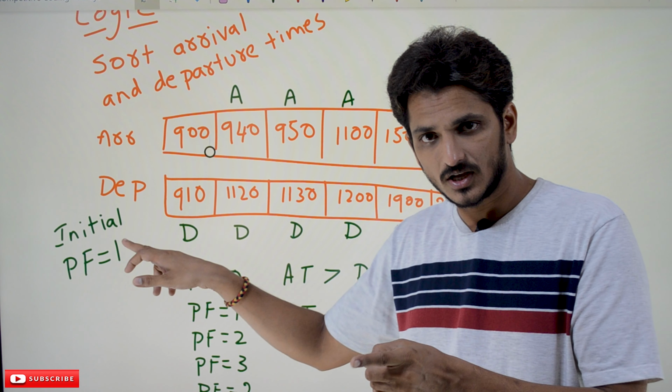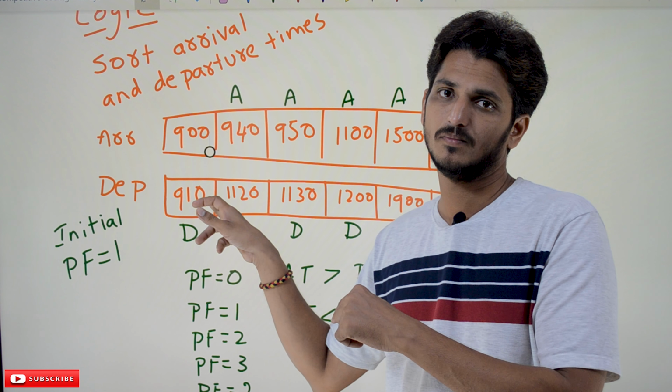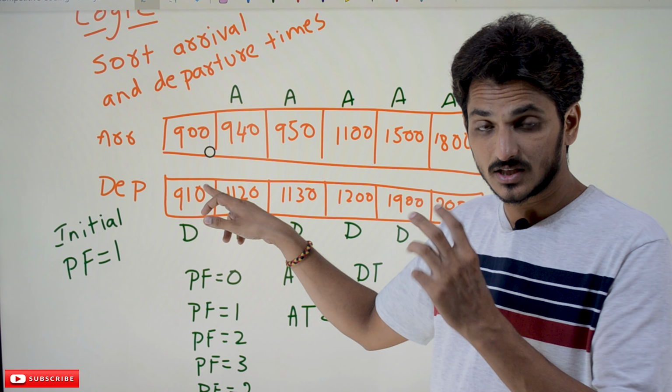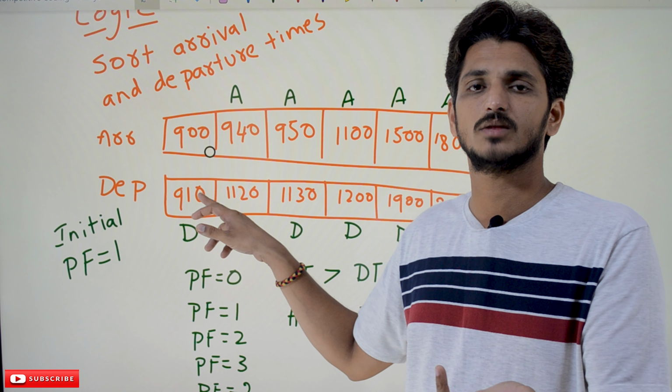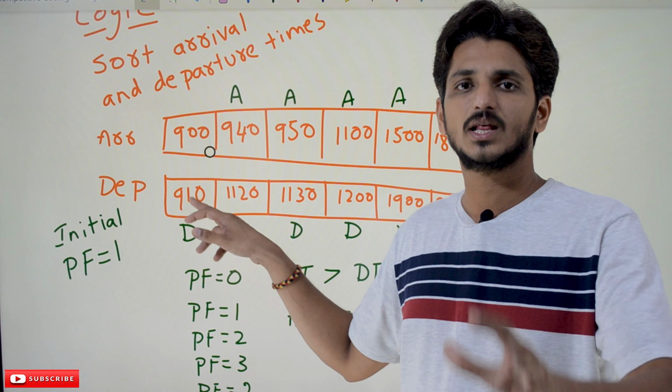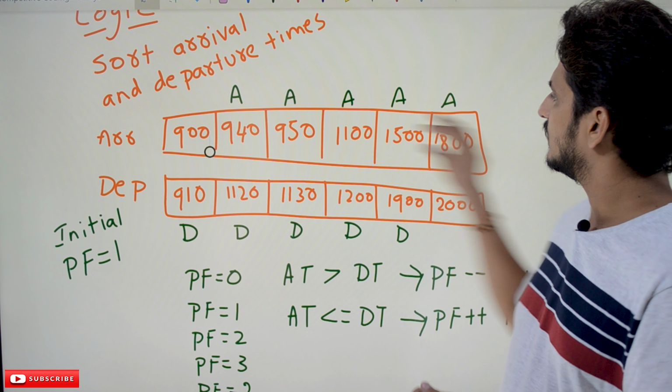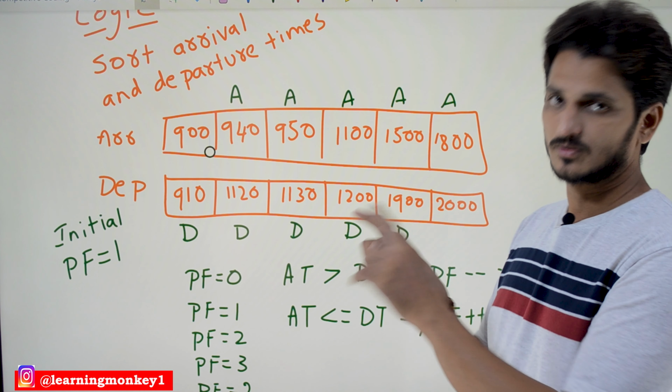If it left, we can use this platform. Whether these are the same trains or not, we don't bother, because if one train left the railway station, it means we can use that platform. That is the point. That's why arrival times and departure times are to be sorted.